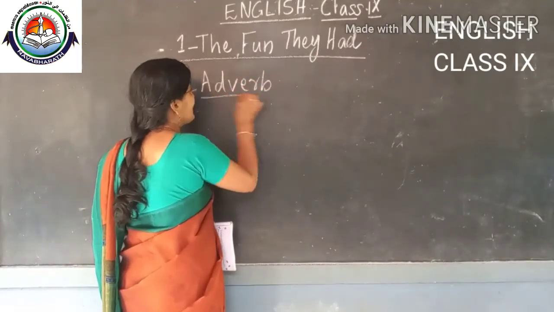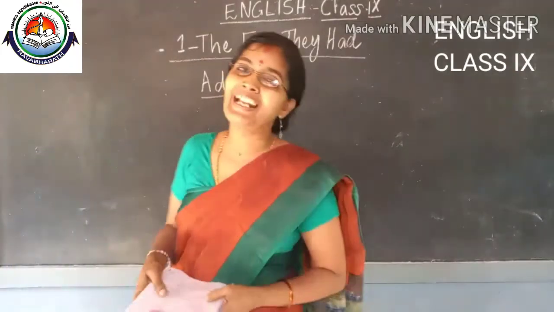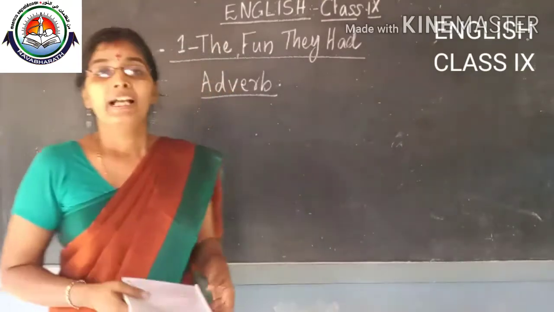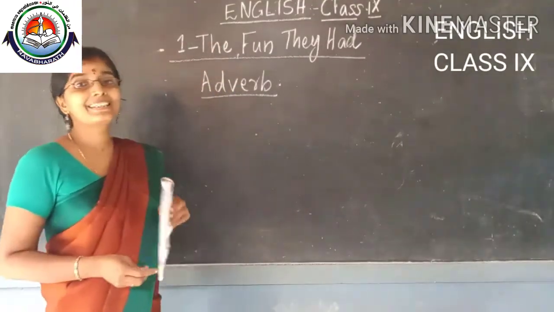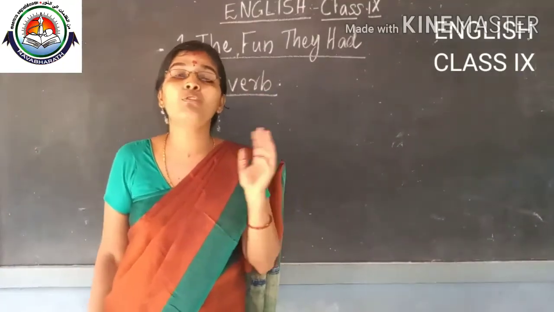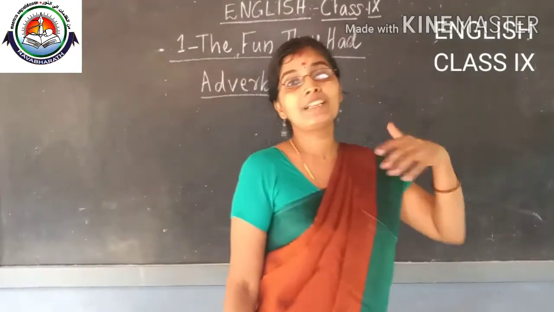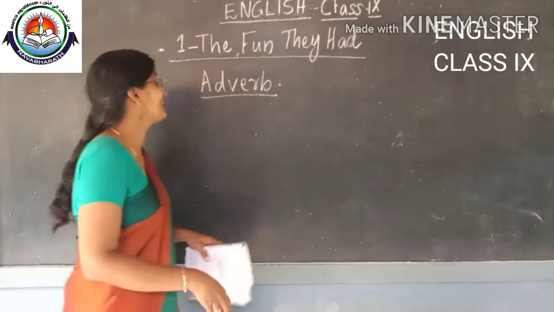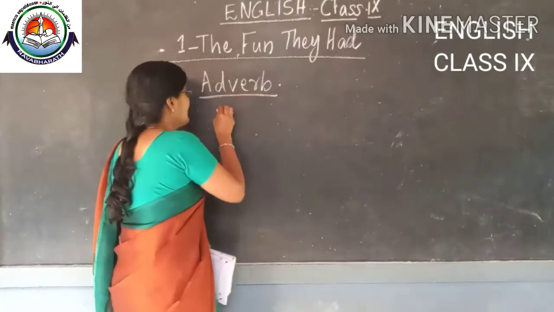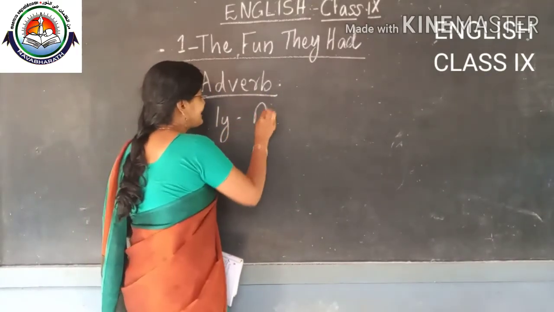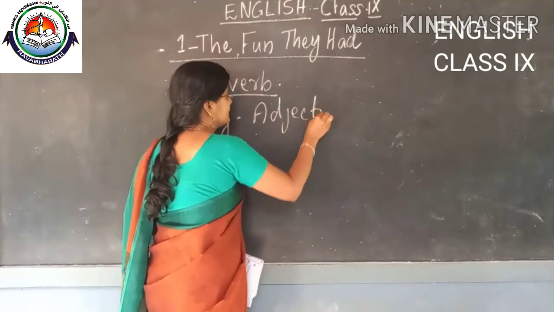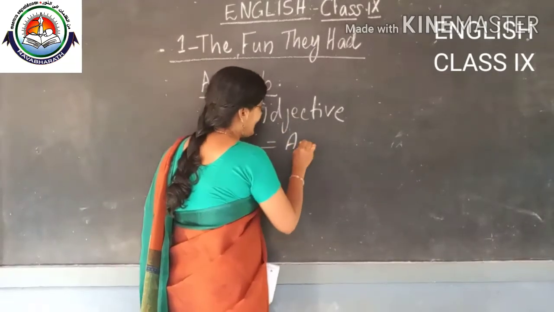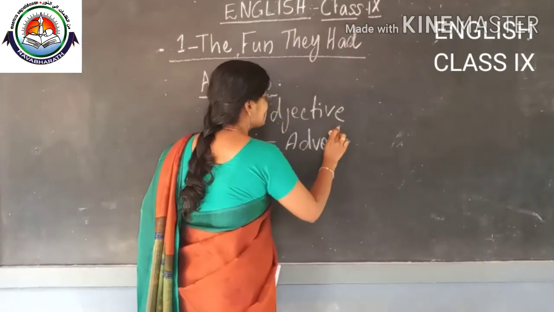What is an adverb actually? You might have learned about adjectives and adverbs in the previous classes till grade 8. Now an adverb is a word which is assisting or supporting a verb. An adjective is a word which is describing the noun. And how to make an adverb is very simple actually: adding an ly to an adjective. That is very simple. Adjective plus ly is equal to an adverb. That is a simple solution.